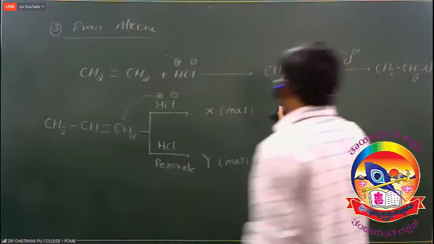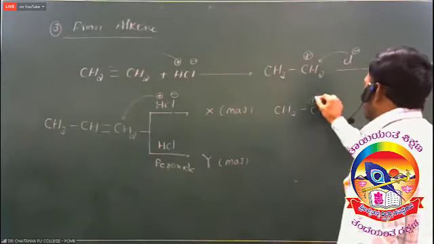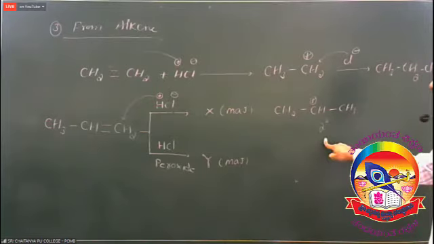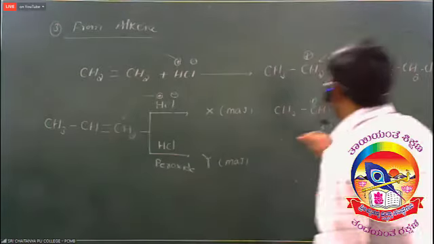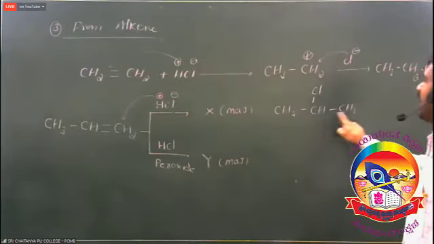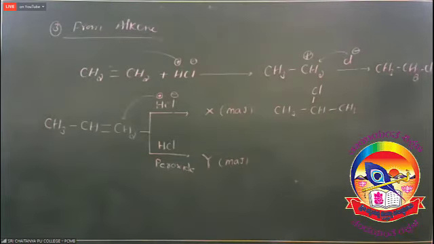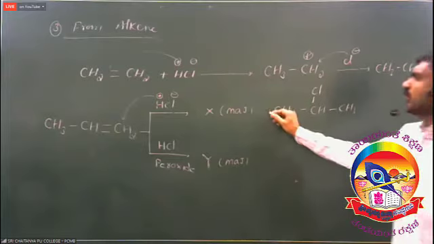Suppose H plus is added to the terminal carbon. The carbocation formed is CH3CH+CH3, a secondary carbocation, which is more stable. So Cl minus is added to the double bonded carbon with fewer hydrogens, giving 2-chloropropane, also called isopropyl chloride. According to the Markovnikov rule, it is the major product.